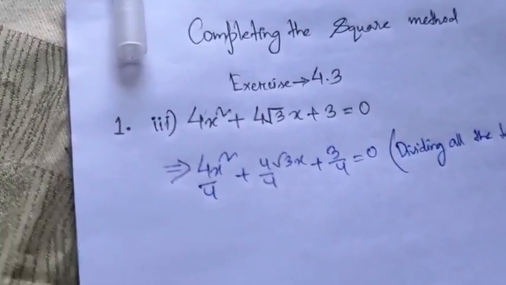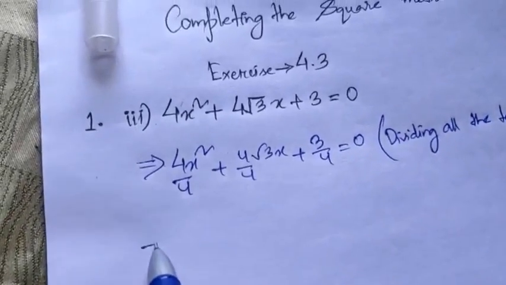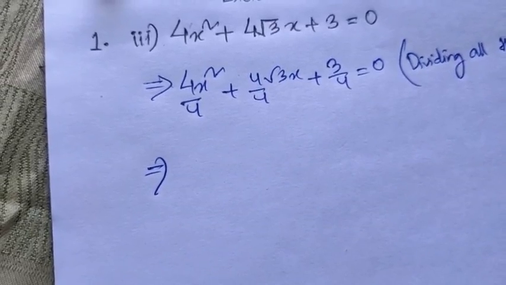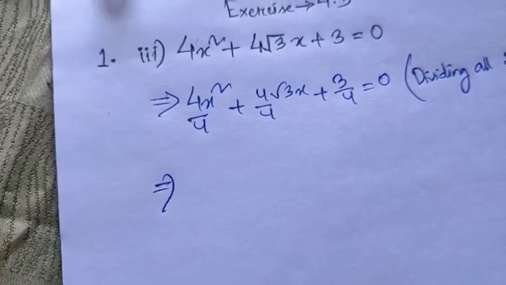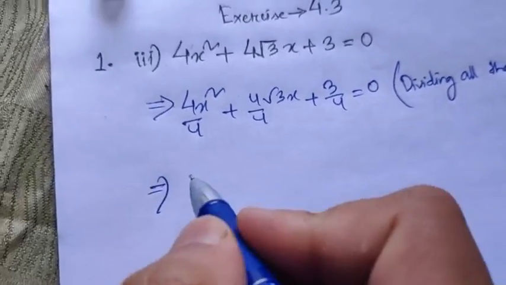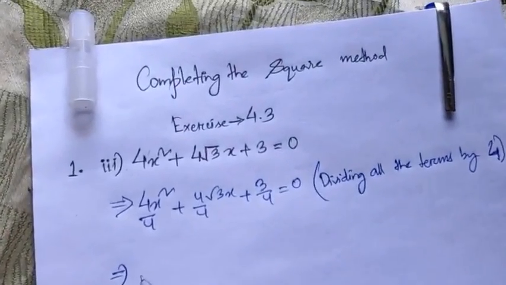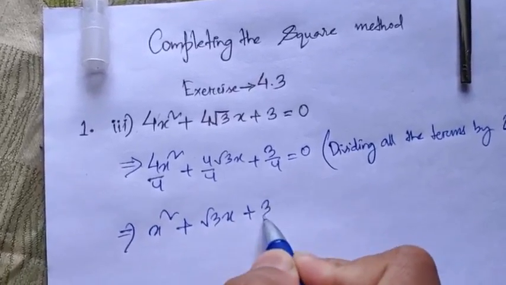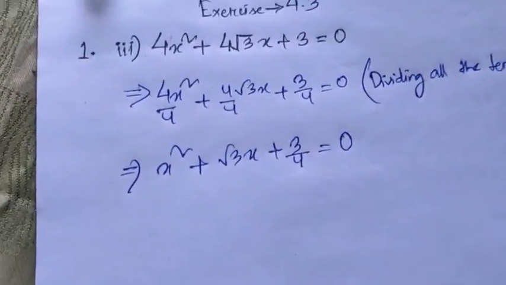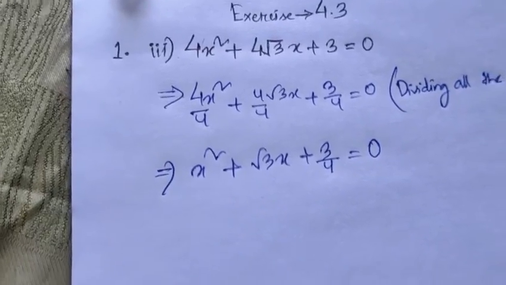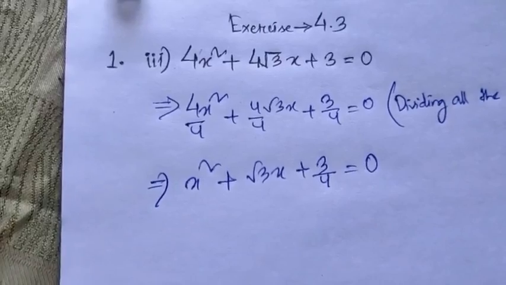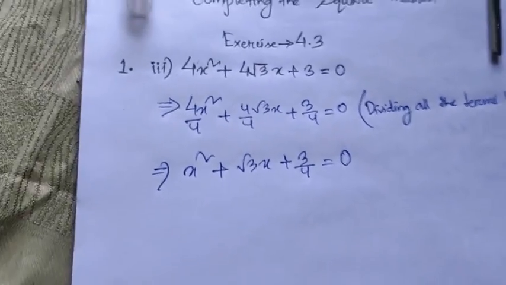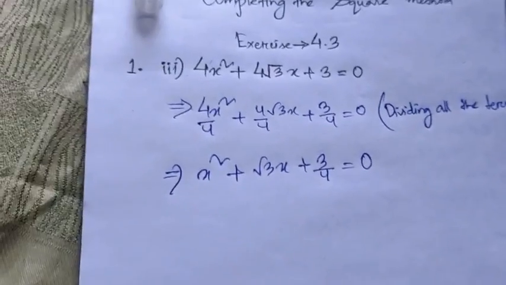Now after doing this, whenever we are dividing, this 4 and 4 is cancelable, and again the next 4 and 4 is cancelable. After cancelling, the first term will be left with this, the second term will be left with this, the third term will be as it is. Again, here we are not going to do anything with the middle term. As the name says, completing the square method, so we have to use some concept regarding square.